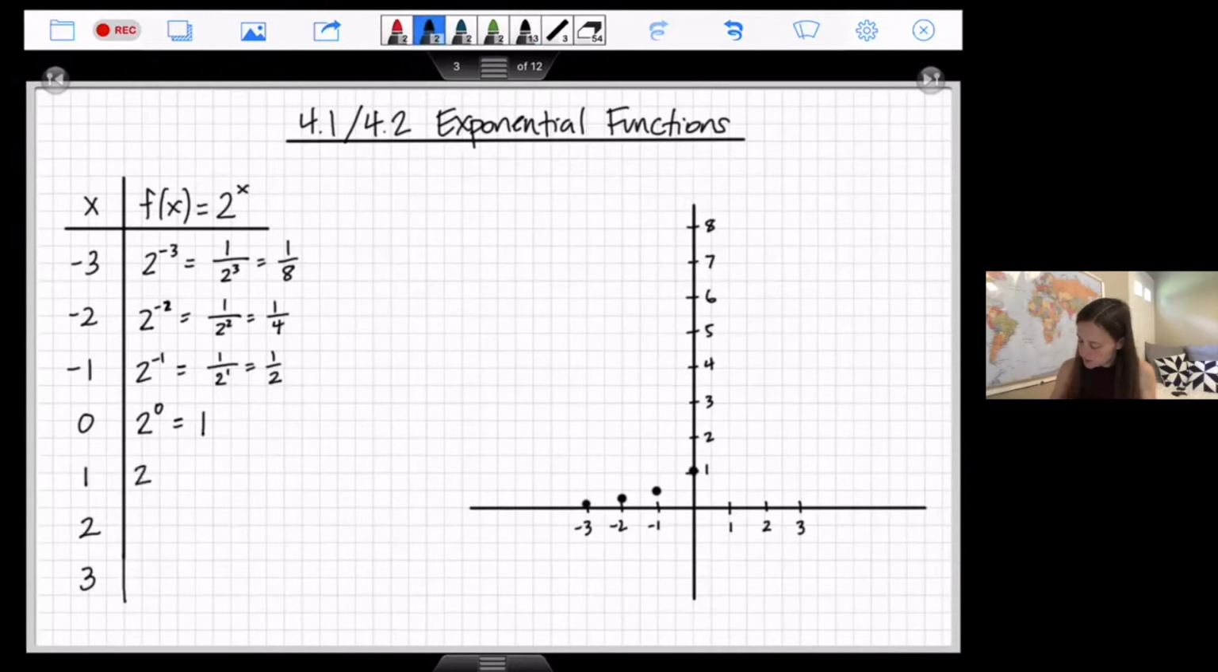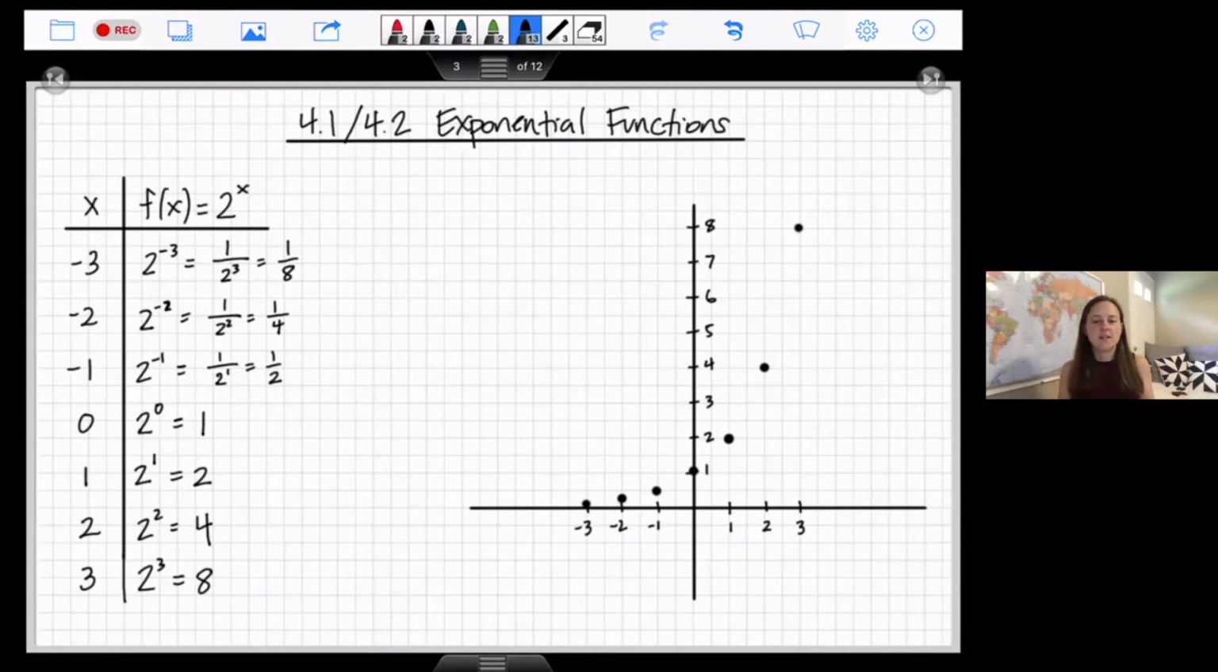Then I'm going to plug in 2 to the 1. That one's easy, 2. So I'm going to plot the point 1, 2. Next up, x equals 2. 2 squared is equal to 4. So I'm going to plot 2, 4. And last one, 2 to the 3rd is equal to 8. And we kind of get the idea that if I keep going, these y coordinates are going to get enormous, right? 2 to the 4th, 2 to the 5th, 2 to the 6th. I'm going to get up to 16 and 32 and 64. I'm way off of the page now.